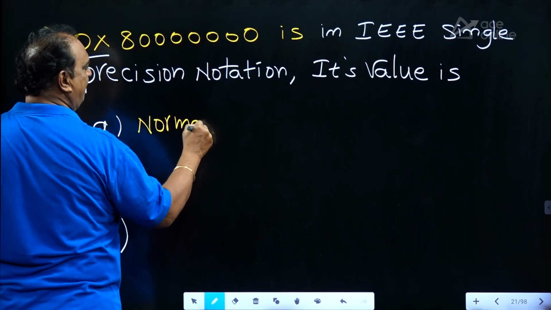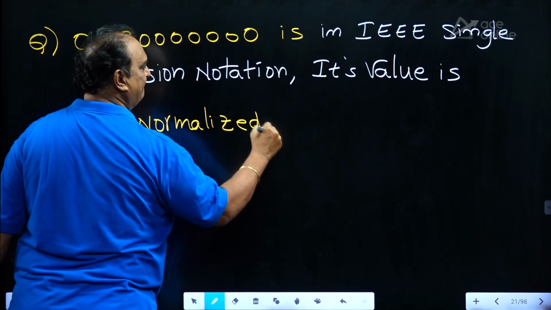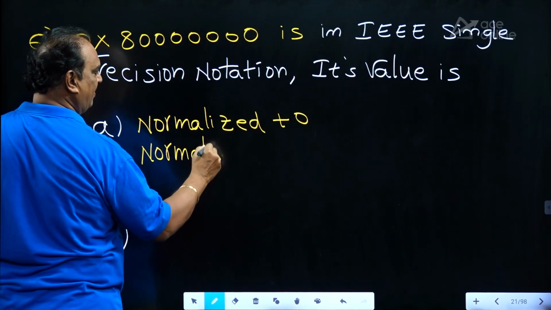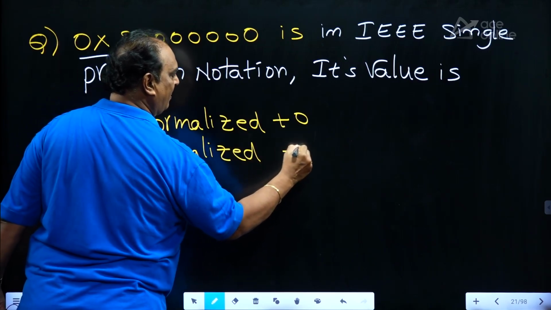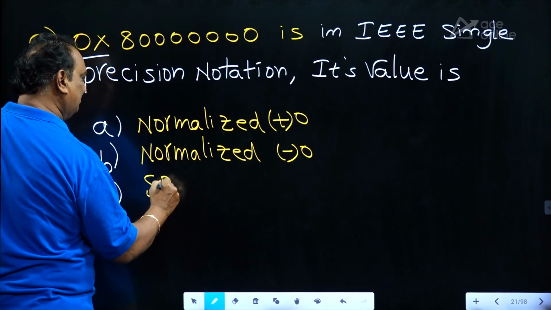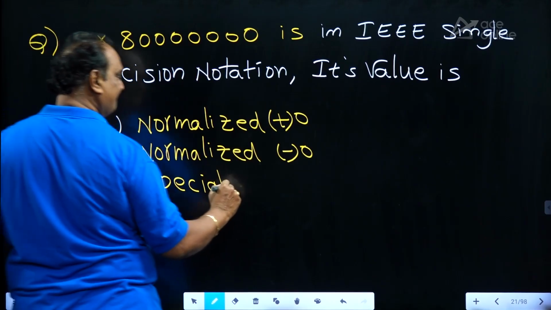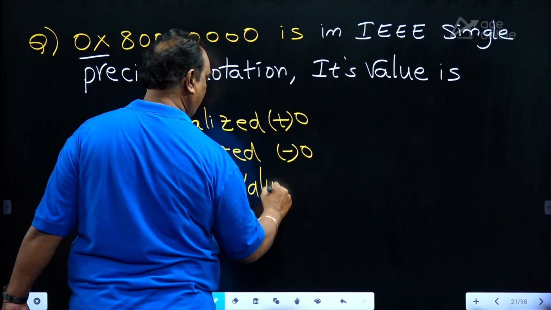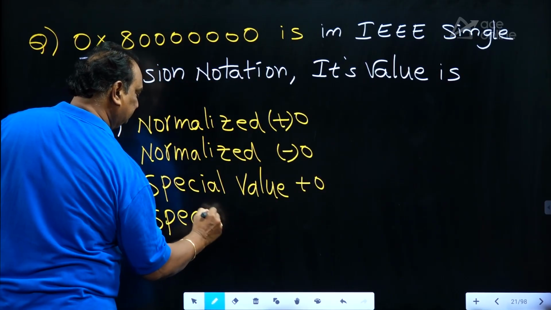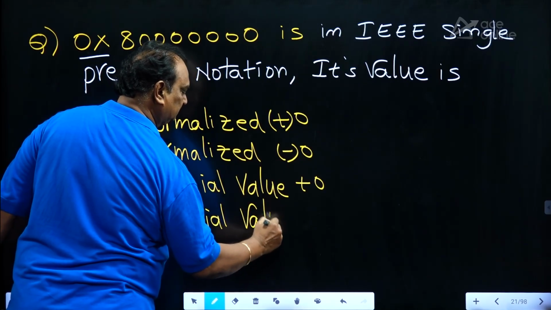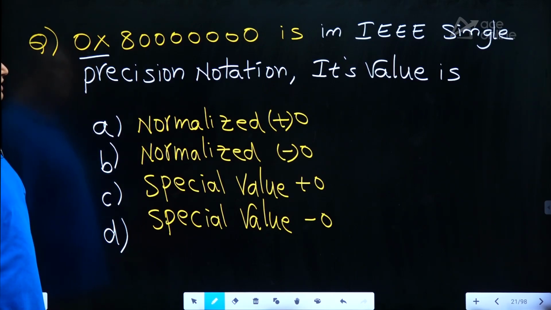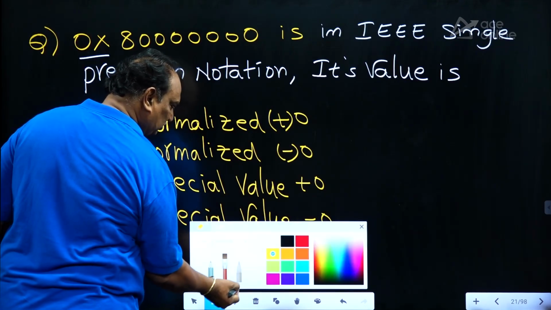Normalized plus 0. Next, normalized minus 0. Next, special value plus 0. Next, special value minus 0. Let the given question be like this. How to solve this one? What is the procedure to get the solution by the easiest method?